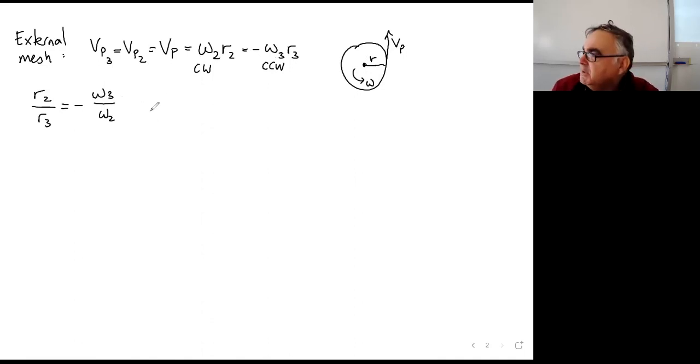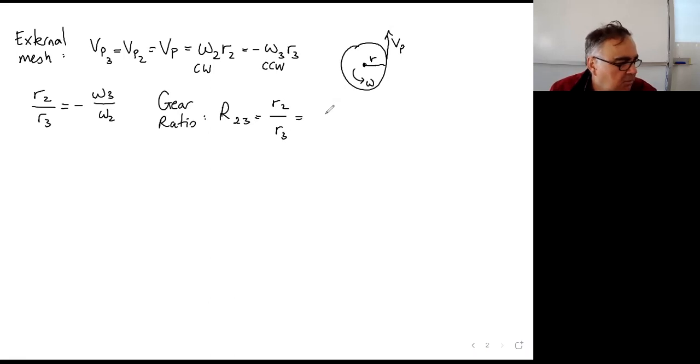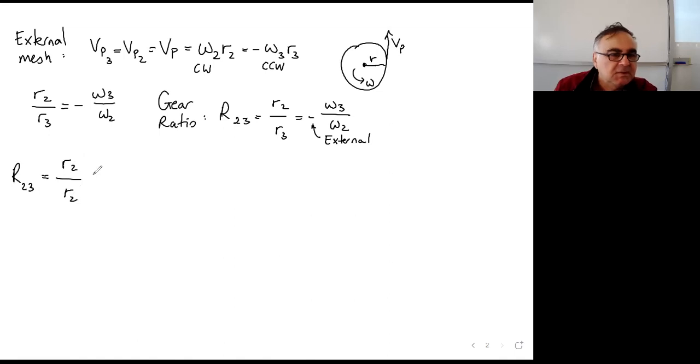So we define a parameter for a system of two gears meshed to each other, the gear ratio R2-3. That is the ratio of the radii R2 over R3, and that will be equal to minus omega 3 over omega 2. This minus sign indicates that these are external gears. This is true for externals. And as a matter of fact, we can even write the following: the gear ratio for two externally meshed gears is the ratio of the radii, which is equal to the ratio of the diameters, as you can guess. And also.